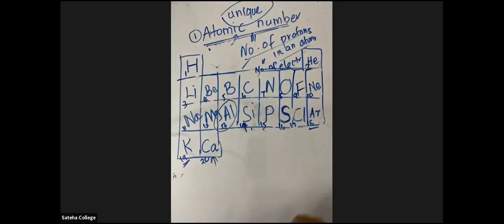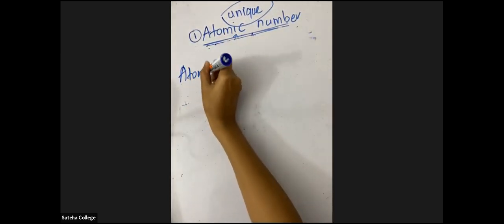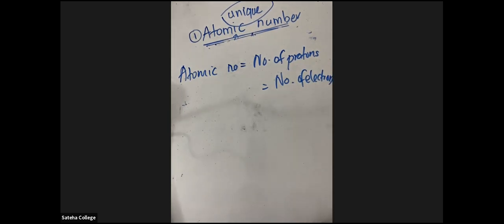Right. So first they're asking you to write the equation for atomic number. So this is how you're going to write. Atomic number is equal to number of protons, which is also equal to number of electrons. But when you're writing the definition, don't mention that, okay? Which is also equal to the number of electrons.